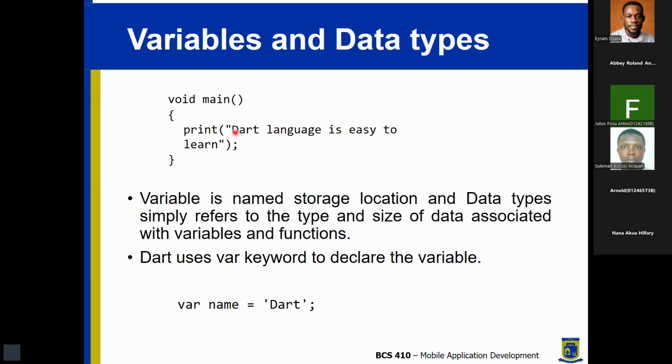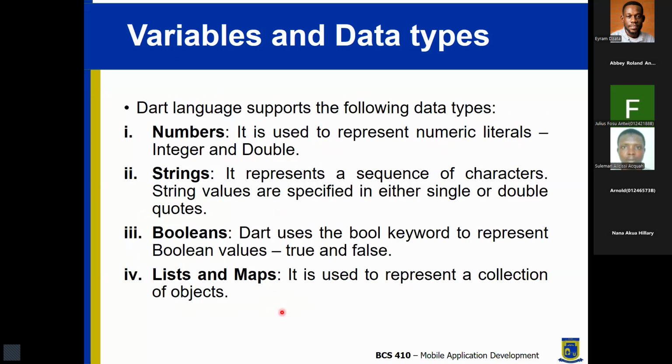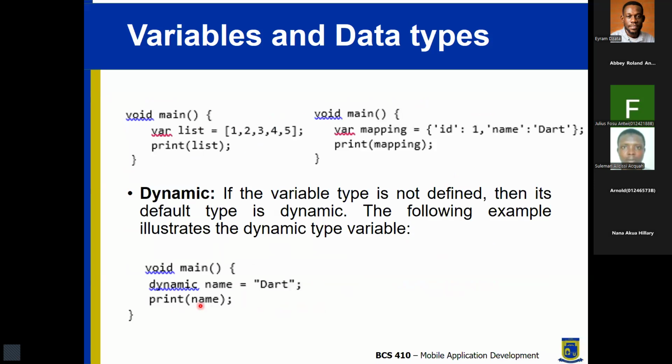So this is a double quote, which is a string. This is a single quote, which is also a string. Then we have Boolean, which is used to represent true or false. Then we have lists and maps, which are used to represent a collection of objects. We've also mentioned that in the previous slide.